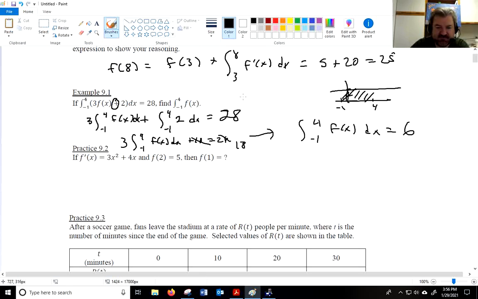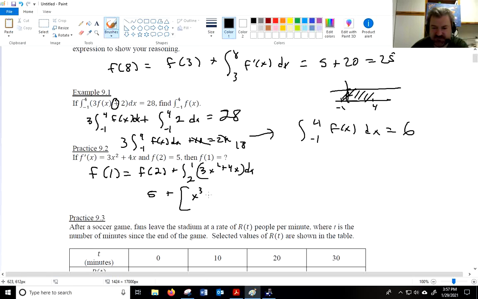All right. If f prime of x equals 3x squared plus 4x and f of 2 is 5, find f of 1. Give it a try. All right, so hopefully you realized that you can use the fundamental theorem of calculus, that f of 1 is equal to f of 2 plus the integral from 2 to 1, we're going backwards here, of f prime dx. So f of 2 is 5. And this integral becomes x cubed, because x cubed over 3 times 3 is just x cubed, plus 4x squared over 2, which is 2x squared. And we'll be doing that from 2 to 1.